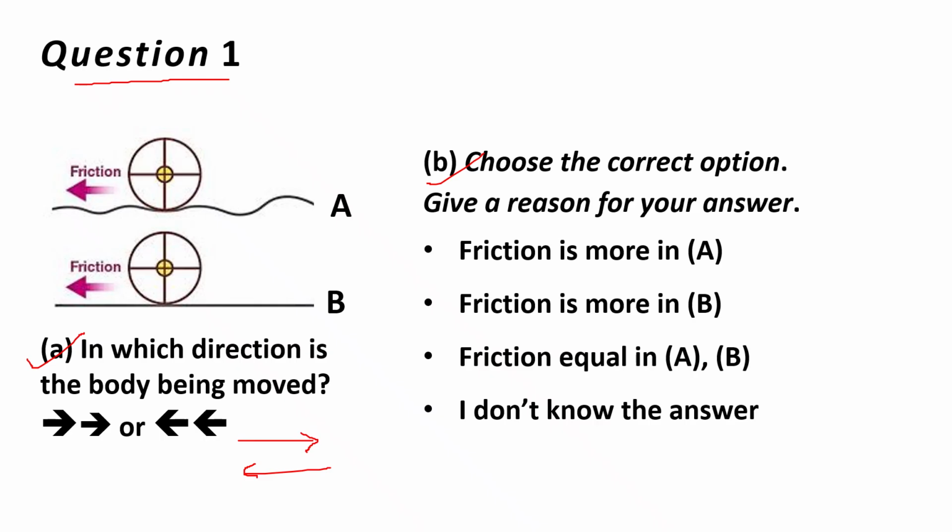So take the correct answer. Which answer is correct? And also the reason. So friction is more in A or friction is more in B, or friction in A and friction in B are equal, or you don't know the answer, choose the correct option. That's question number 1. Here you have to put the arrow and here you have to choose the correct answer with a reason. So now you can pause the video. Pause the video, write the answer, and then you can resume for the next question.